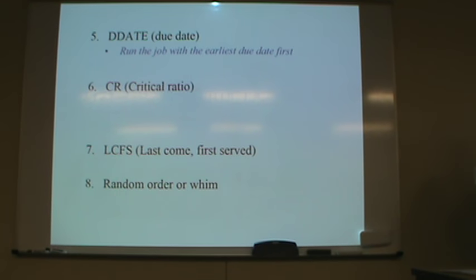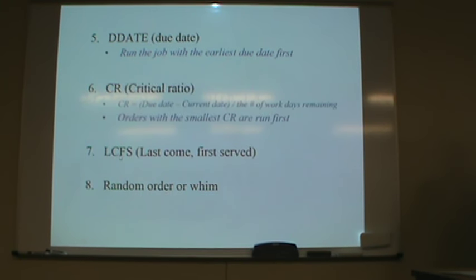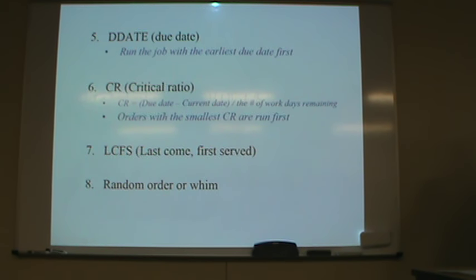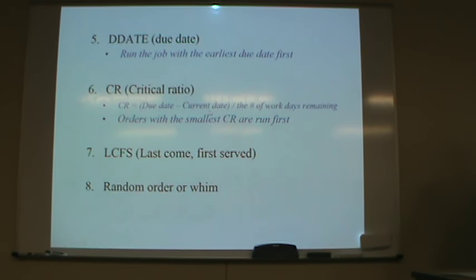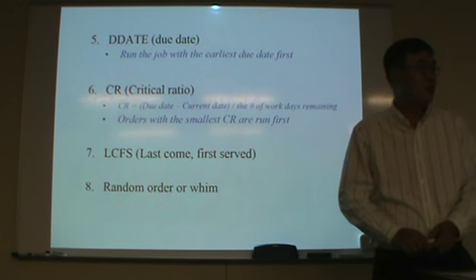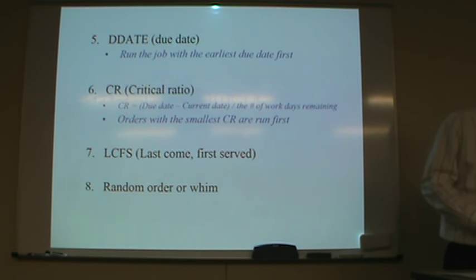Due date: the closest due date first, then second, then third. Critical ratio: due date minus current date, that means how many days are left, divided by the number of work days remaining, and take the shortest one first, and so on. LCFS, last come, first served. I think we never use this one. And then random order, take jobs randomly.